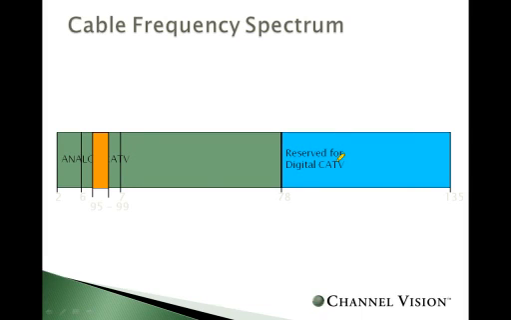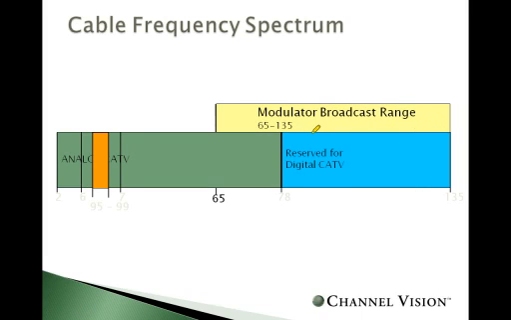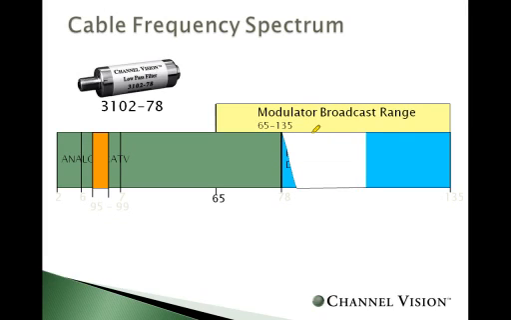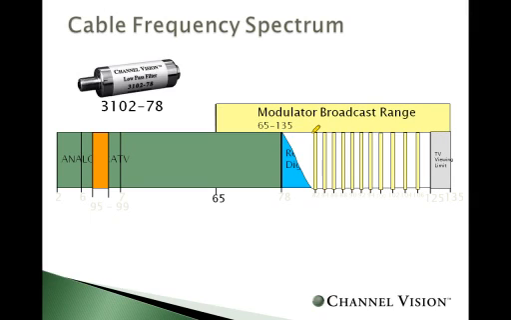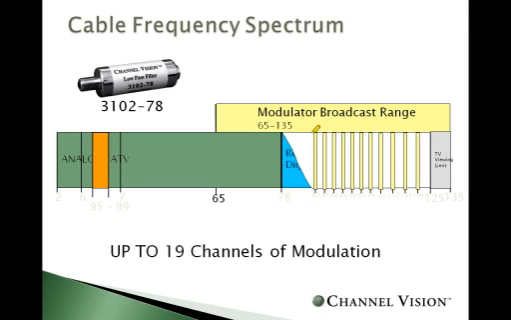Now, here's a look at the cable spectrum as we know it today, or once upon a time for that matter. Your basic analog channels would go up to channels approximately 78, and then everything above 78 to 135 would operate in the digital spectrum and reserved for digital cable. Our modulators from Channel Vision operate on channel 65 to 135 in relation to the cable spectrum. So the way we used to modulate, we would take a low-pass filter, such as a 3102-78, and eliminate all the channels above 78. And then we would insert our channels, watch our cameras, and integrate these on every other channel so that we could have up to 19 channels of modulation.